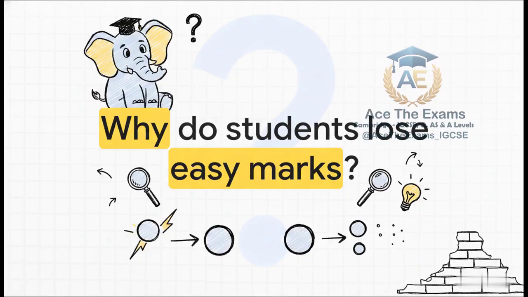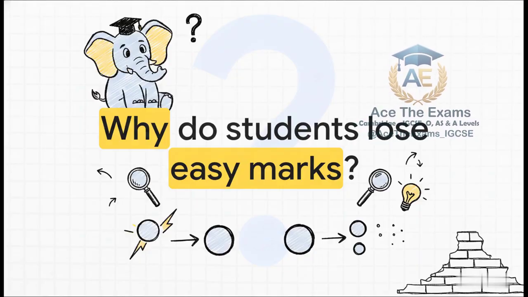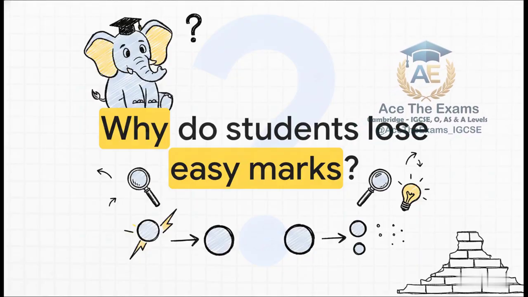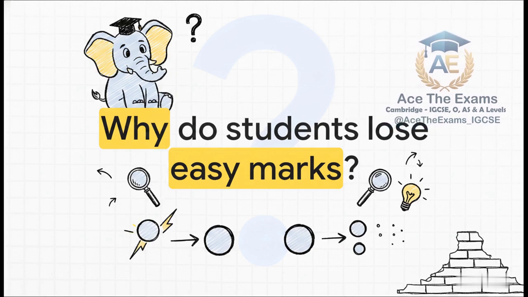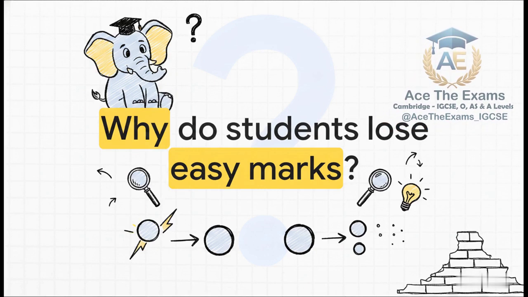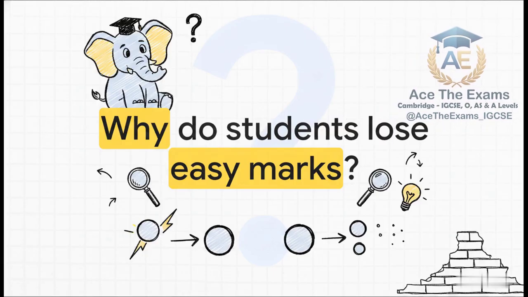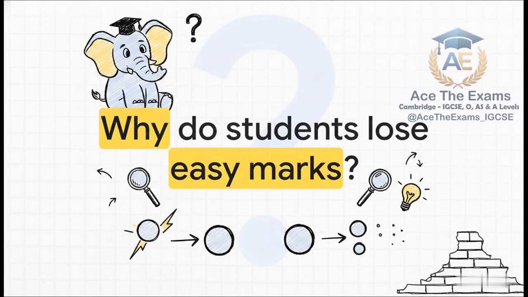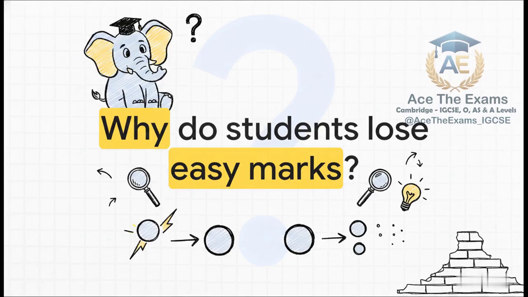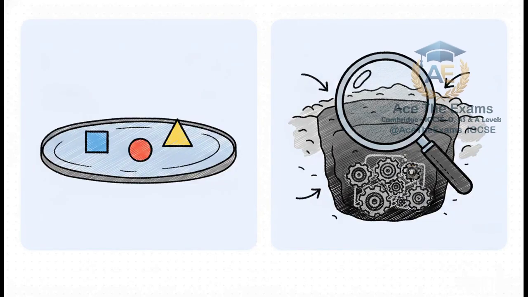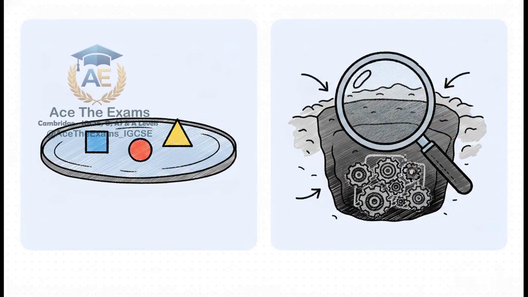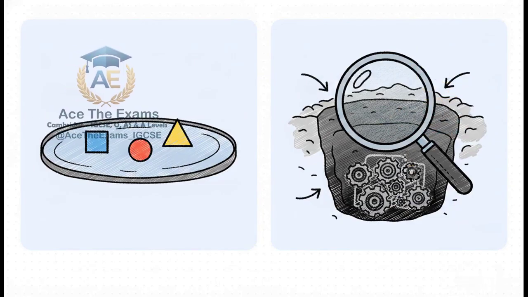I want you to honestly ask yourself right now, why do students lose easy marks? I mean, you've studied the textbook, you know the difference between a nucleus splitting and nuclei joining together, so where's the disconnect? Well, principal examiners point out that students massively struggle with evaluating evidence and actually drawing solid conclusions. It is a huge stumbling block. And the reason? It all comes down to superficial breadth versus analytical depth.